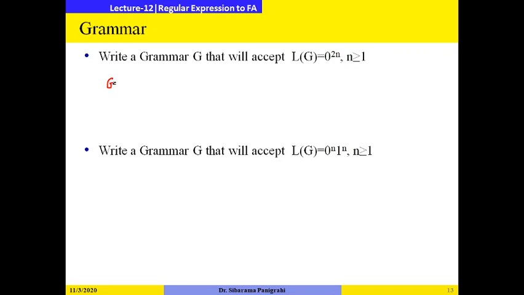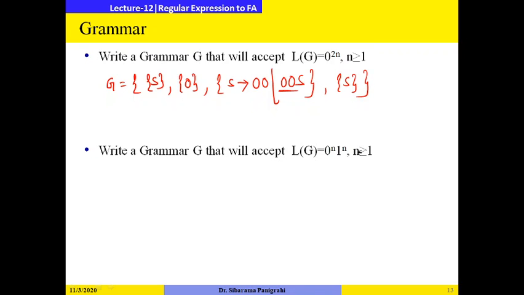So what should be the grammar for this one? G equal to, 0 to the power 2n. So you will start from the start symbol S, then the terminals. Here the terminal is 0. Then the production: S gives 0 0, or S gives 0 0 S. So here you will always get a multiple of zeros. Then the start symbol is nothing but S.